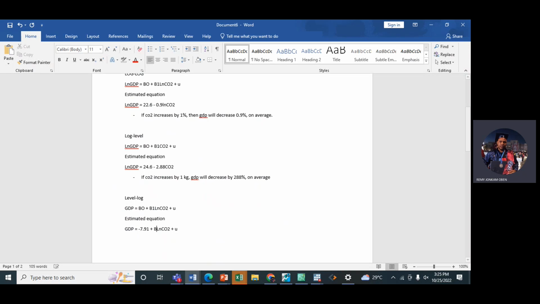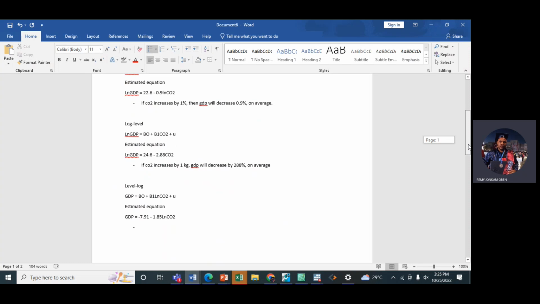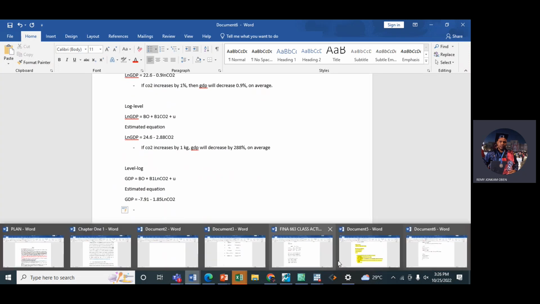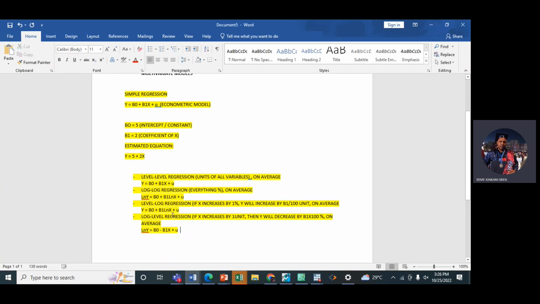So here has to be 1.85 minus. Again, delete the error term. We don't include the error term once we have estimated the parameters. How are we interpreting this? This is level log. Again, how did I show you how to interpret level log? This is level log.